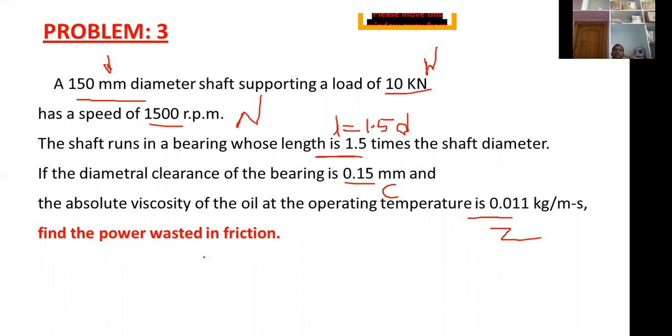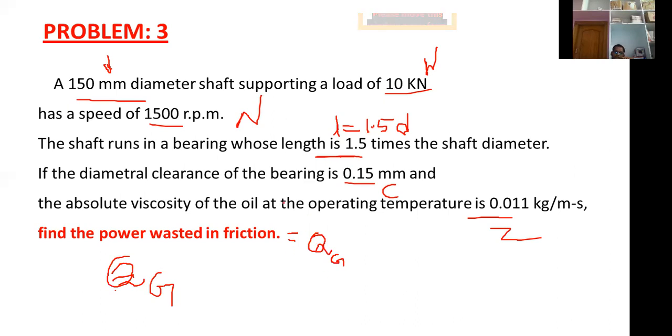First of all you have to find the value of the coefficient of friction mu, and after that, by using the coefficient of friction, we find the power wasted in friction. The power wasted in friction means the amount of heat generated due to friction. So here you have to find the amount of heat generated, that is Qg, by using these details.